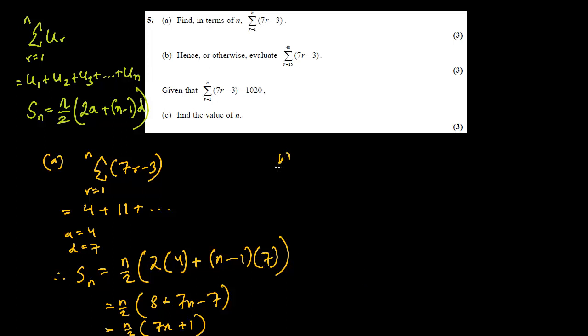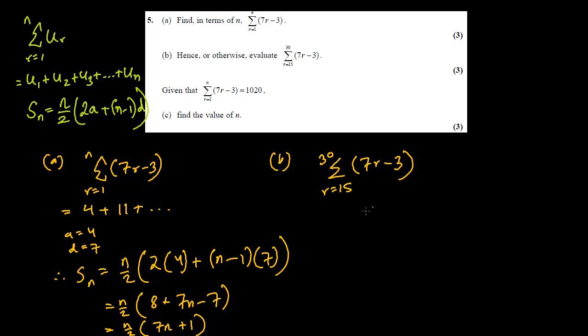Next question is question number B. Question number B is hence or otherwise. We have r equals 15 to 30 and the nth term is the same, 7r minus 3. So it is the same as question number 5a, but the only difference is r is not 1. So it means it is not the first n terms. It is starting from r equals 15. That changes the thing a bit.